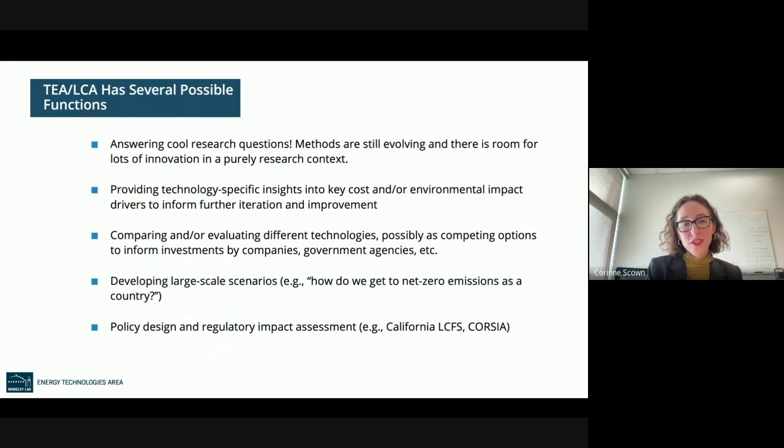And those questions might come up for companies who could be looking at a subset of technologies that are relevant for them. It could come up for government agencies that are like, we've got grant money to throw at this thing, please tell us where we should be prioritizing?